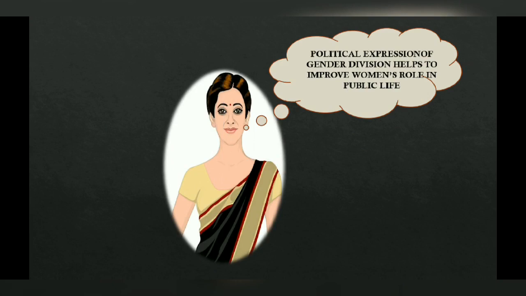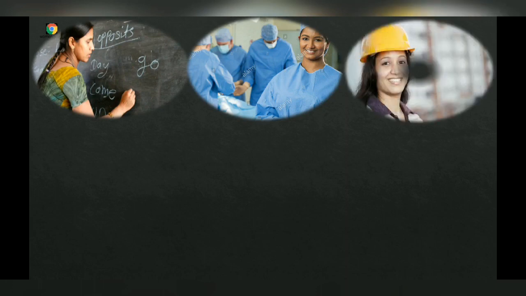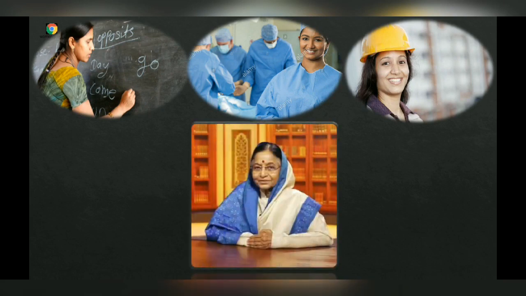Political expression of gender division also helped women to play a crucial role in public life. When people were able to express themselves politically, it helped to improve the condition of women folk. So today women are on par with men. Women are teaching, acting as doctors, lawyers, and engineers. Our first woman president was Smt. Pratibha Patel. So we can see that the condition of women has been progressing on a very large scale. Why? Because when people voice out their rights, these changes are evident in the society.